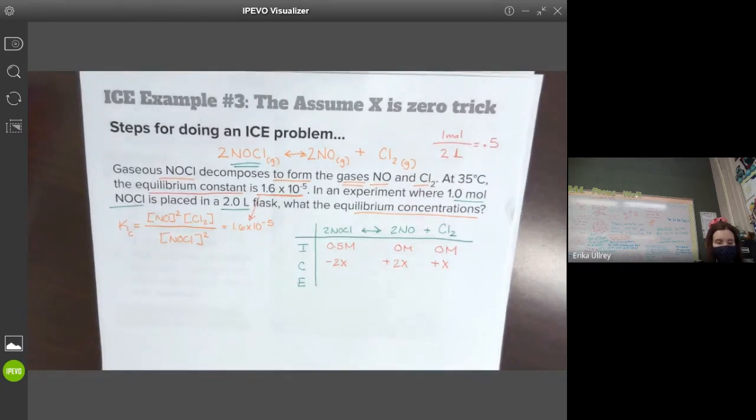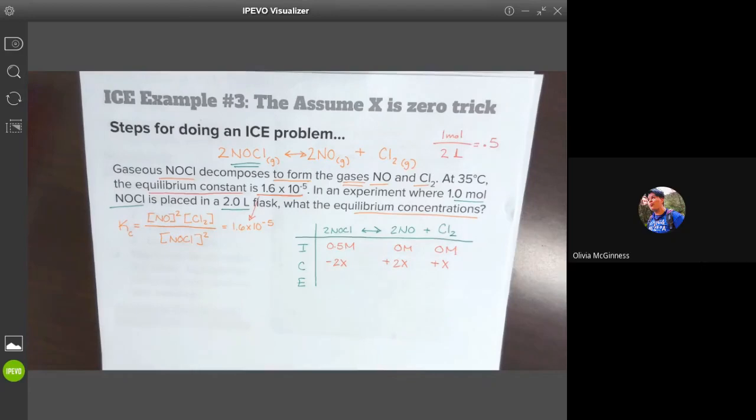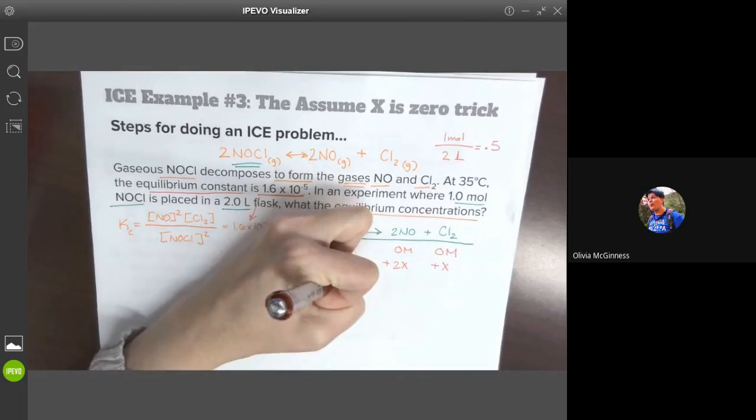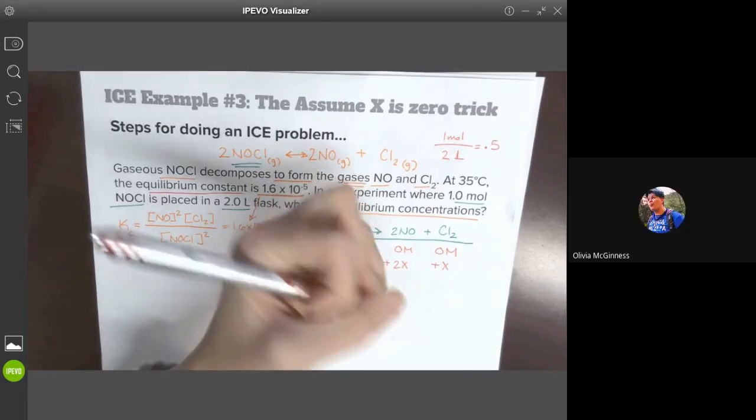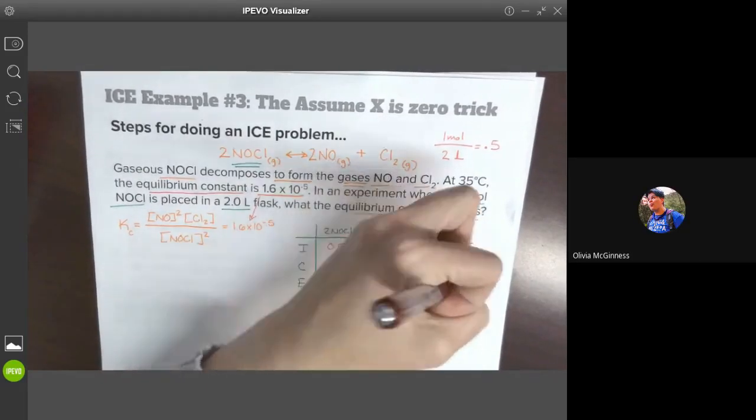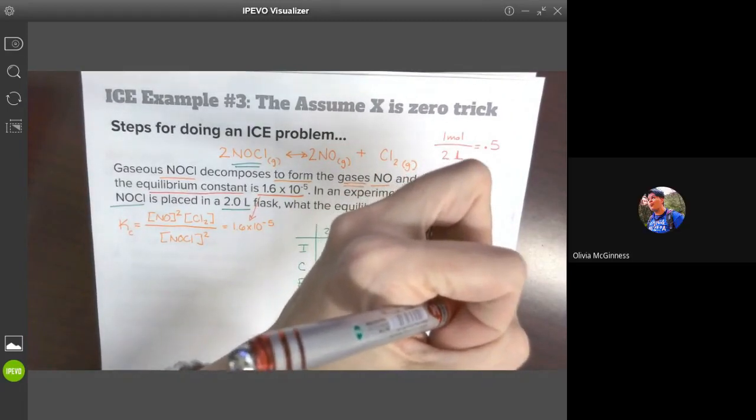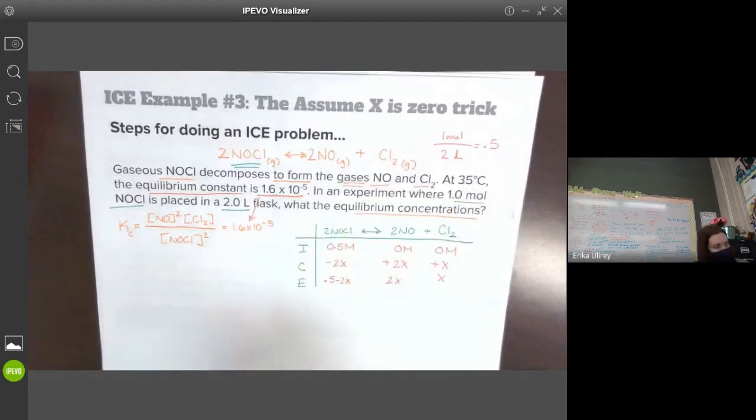So Olivia, what am I going to write for my E line? Okay, for NaCl, you're going to write 0.5 minus 2x. Yep. And for NO, 2x, and then Cl2 is just going to be x. There you go. Good.